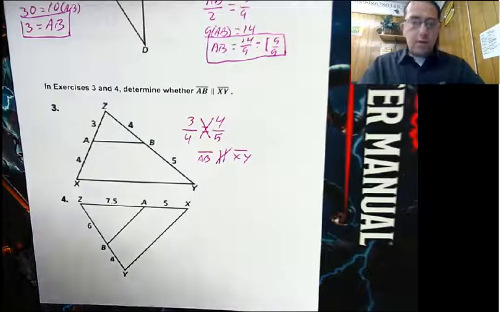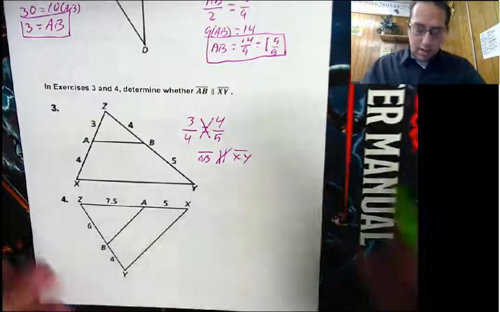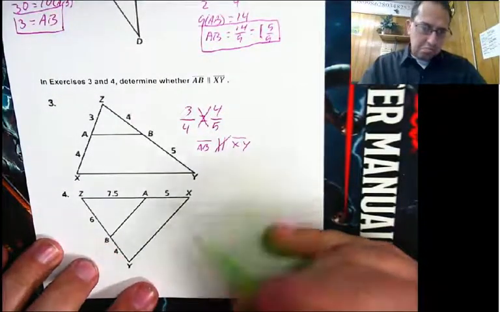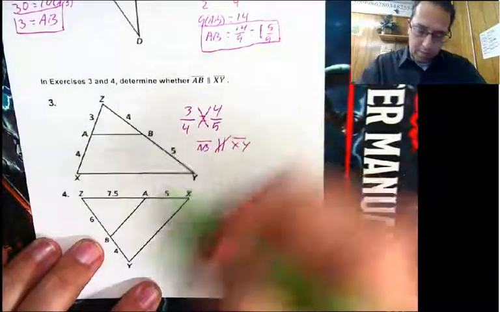All right. How about you pause the video and you work out number 4. See if those are parallel. Then come back and check your work. All right, let's see how you did. So let's see. We'll go across this time just because top and bottom, whatever.